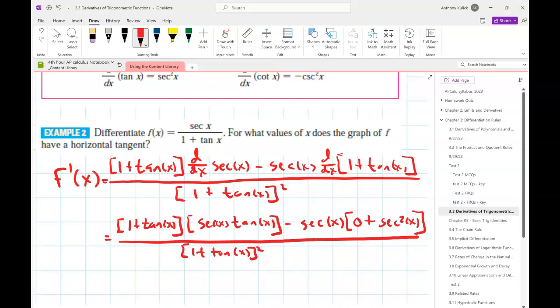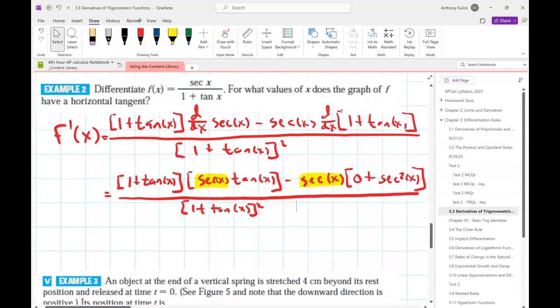Yuck, Mr. Kulik. How am I supposed to solve this thing equal to 0 now that the derivatives are done? Well, we got to do some cleanup, right? Ideally, what I want is that numerator to not be the difference of two things. I want that to be a factoring, like just a bunch of things multiplied together. So let's look at what we can do there. Well, I see that both pieces contain a factor of secant x. So let's start there.